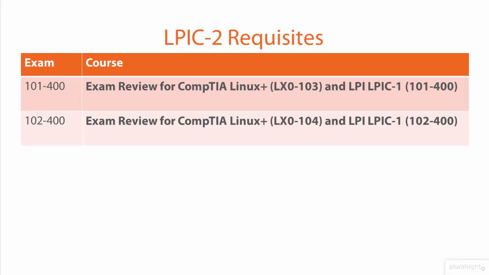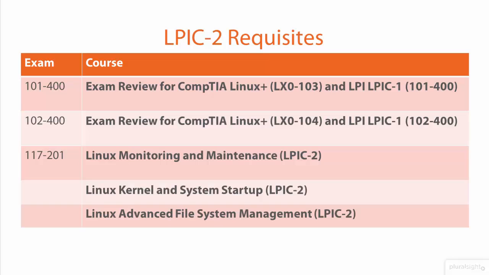Like the LPIC Level 1 certification, LPIC Level 2 has 2 exams. For the exam 117-201, this is already covered and available on Pluralsight. So there's the Linux monitoring and maintenance, the Linux kernel and system startup, and the Linux advanced file system management. And these 3 courses cover the complete objectives for the 201 exam.